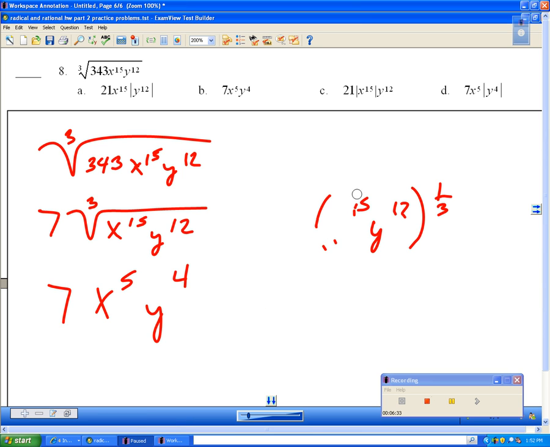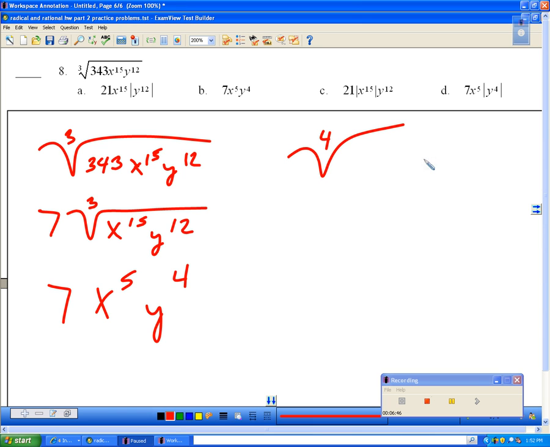Now, because our original problem started out as a cube root, this time we don't even have to think about absolute value bars, because you'll recall from the previous video that every even-numbered root has a positive and a negative version. But every third root only has one cube root. So we don't have to worry about differentiating between whether we're looking for the positive or the negative version here. It doesn't matter whether x to the 5th turns out to be negative or not. So we can actually just leave this at 7x to the 5th, y to the 4th. So our answer should be B.